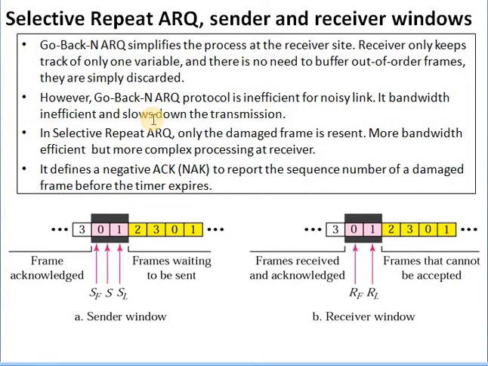Suppose one frame is damaged or one acknowledgement is not given. It defines a negative acknowledgement to report the sequence number of a damaged frame before the timer expires. This is the sender window and this is the receiver window. Frames received and acknowledged, and frames that cannot be accepted. These frames cannot be accepted. Frames 0 1 sent by the sender. These frames are waiting to be sent. This is the frame acknowledged.